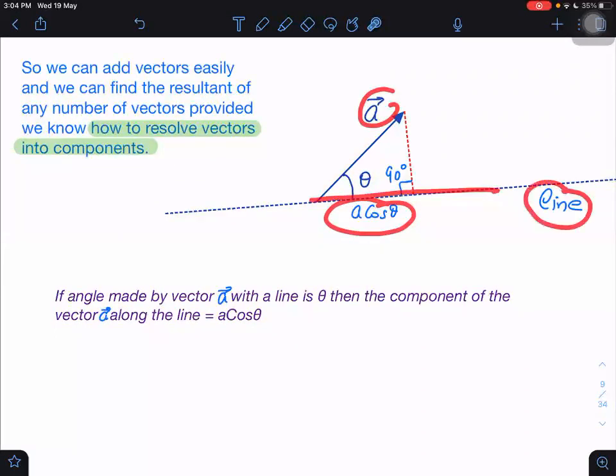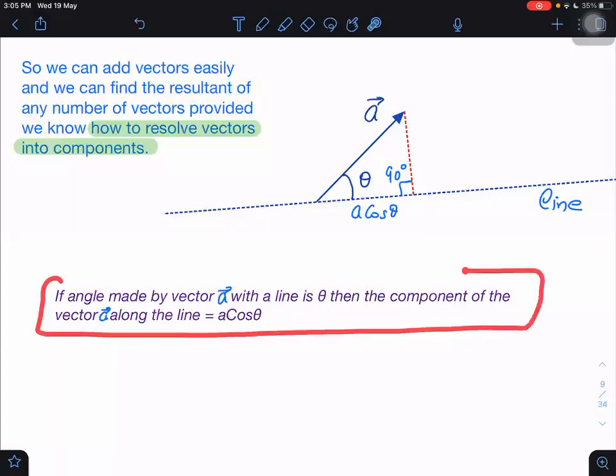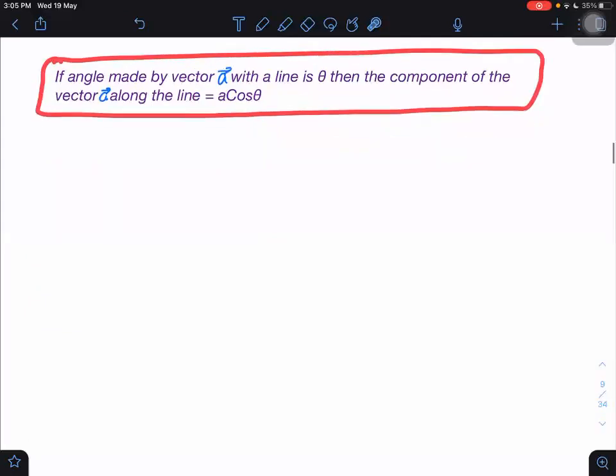Whether this line is the x-axis, the y-axis, or the z-axis, that doesn't matter. If the angle between the line and the vector is known, then the component along that line will always be equal to just A cos theta. Just remember that. If the angle made by vector A with the line is theta, then the component of the vector along the line will be A cos theta.